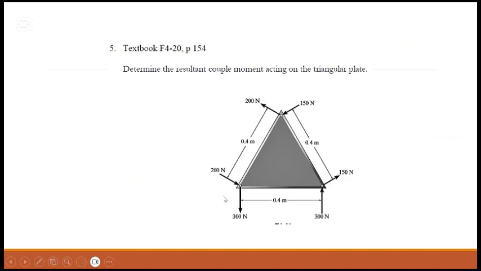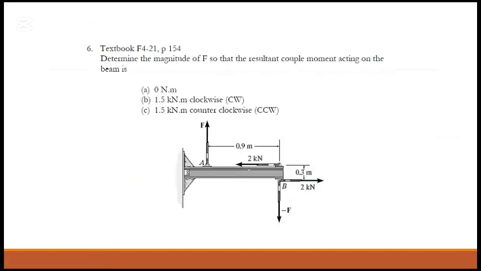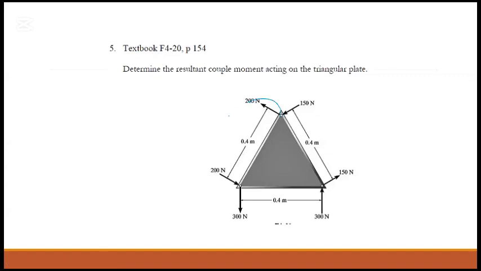Triangle plate. They are couples, so you don't have to worry about around one. Yes, so you can consider these as one. So, what is that? Clockwise. That's one.